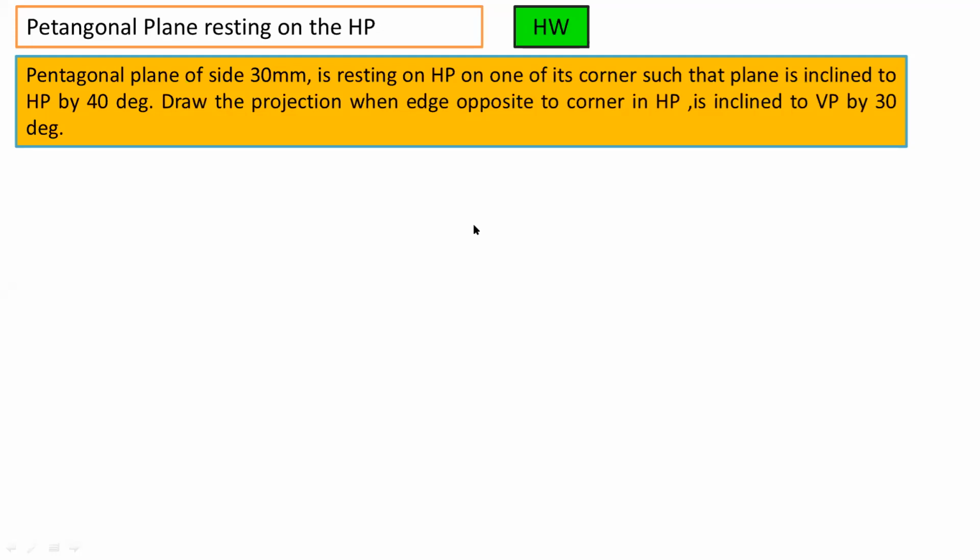So take this problem as a homework. So this is given for the pentagonal plane, which is resting on the HP. So the pentagonal plane of side 30 mm is resting on the HP on one of its corners, such that the plane is inclined to the HP by 40 degree. So this is the inclination with the horizontal plane. Draw the projection when the edge opposite to the corner in the HP is inclined to VP by 30 degree.